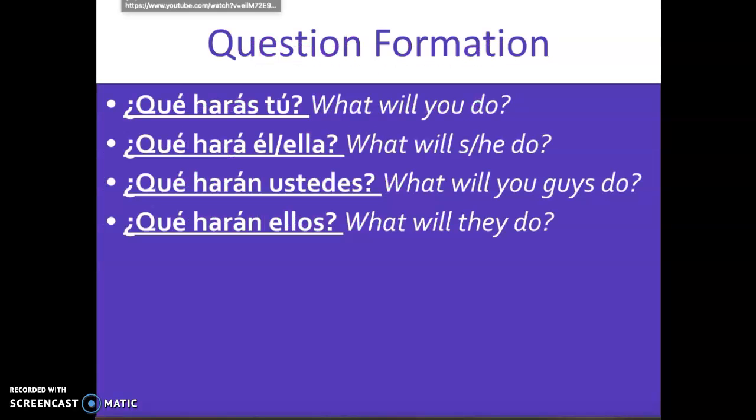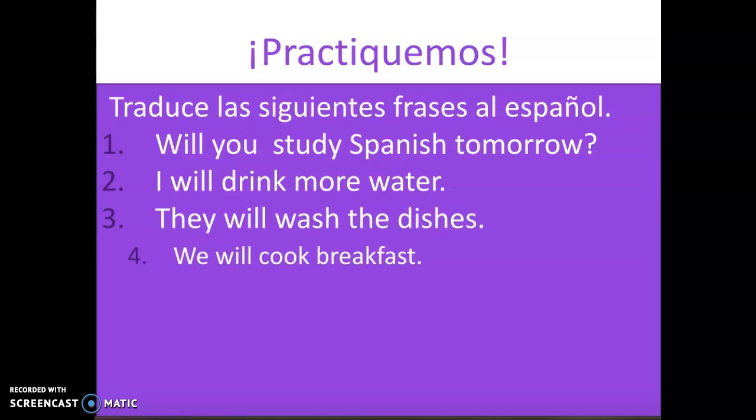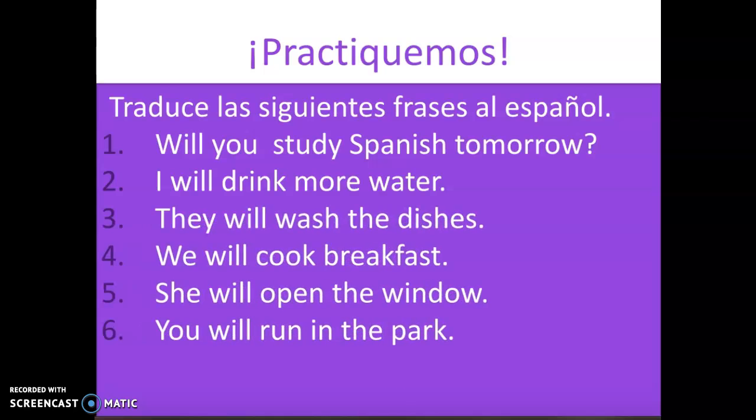Now that you have learned some of the rules of the future tense form, let's practice. In the Practiquemos section of your notes, please translate the following phrases in español, in Spanish. Will you study Spanish tomorrow? I will drink more water. They will wash the dishes. We will cook breakfast. We will open the window. We will run to the park. Remember to use a future tense form of the verb.